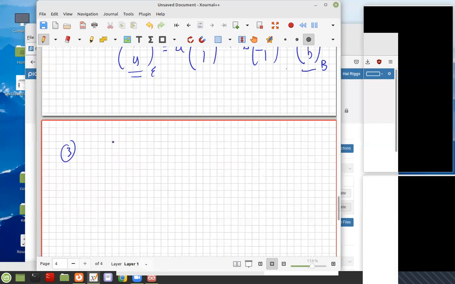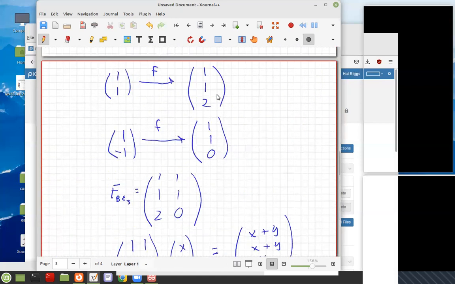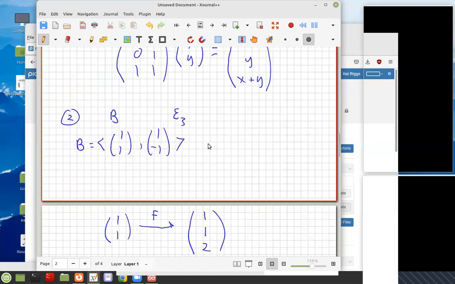So it's the standard basis for the domain, but then D, let's say that is 1, 0, 0, 1, 1, 0, and 1, 1, 1. So we're using a non-standard basis. We want to know what the matrix that represents F is when we're using these bases. So what you do is you want to find the image of F of the basis vectors, and we have the formula up here, x, y, x plus y.